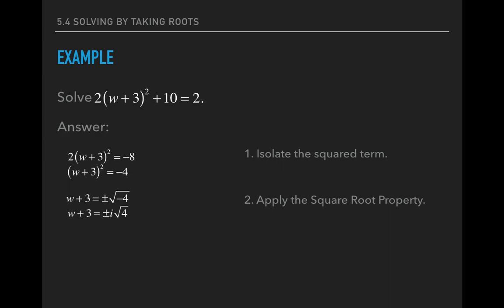Now the square root of negative 4 could be expressed as i times the square root of 4, because we're working with the root of a negative number. And that radical, we can simplify because the square root of 4 is 2. And let's isolate w, subtracting 3. Now you can't subtract 3 from 2i, those are different terms, so it'd be negative 3 plus or minus 2i.